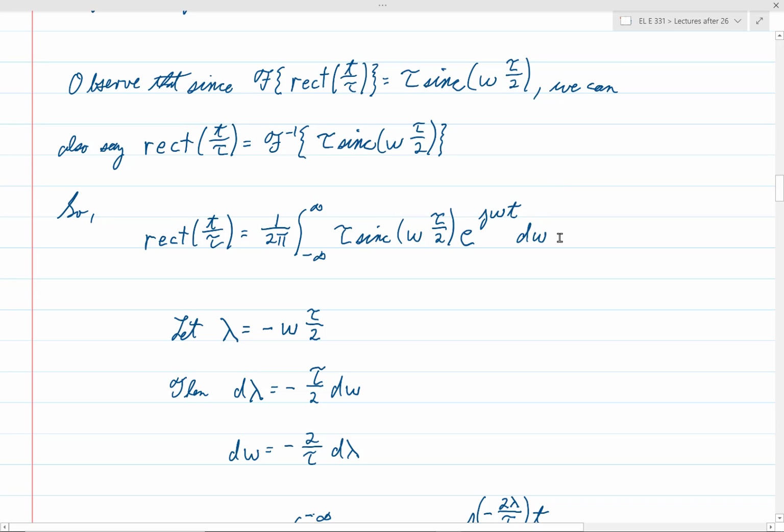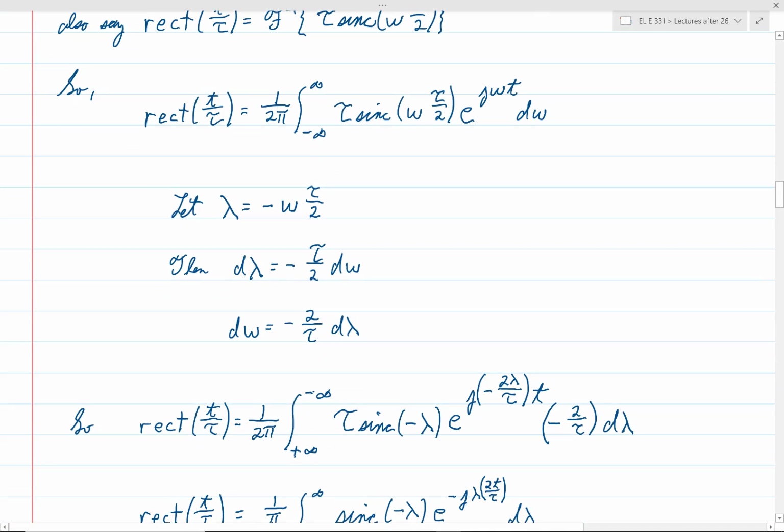Okay, that's the formula for the inverse Fourier transform. So we have this formula right here, and it may not be obvious to you at all why I would want to do that, but just bear with me for right now. Like I say, all I'm doing is using the inverse Fourier transform formula to write rect of t over tau in this way.